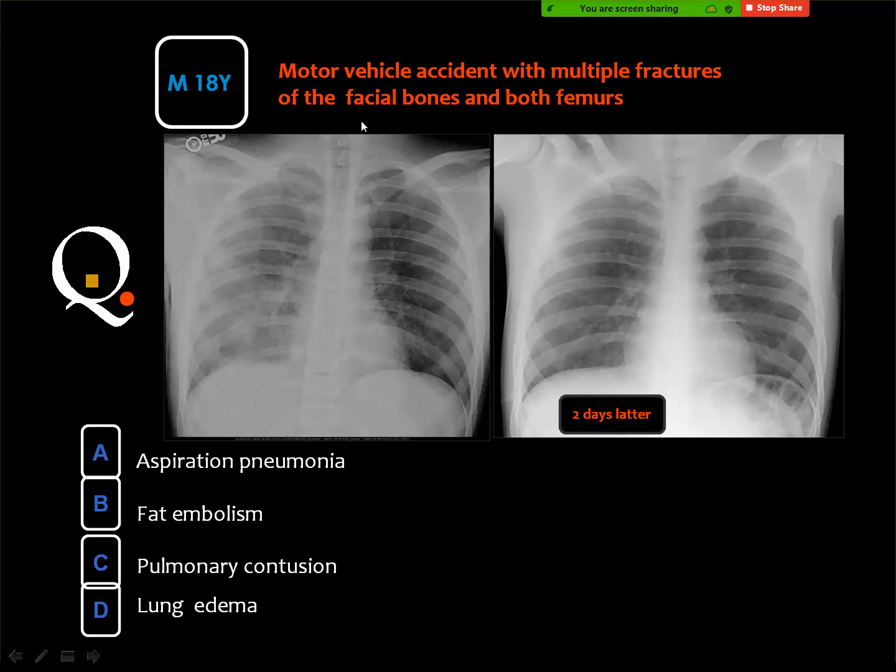Then this is an 18 years old male with a car accident. And this is the chest X-ray, and after 2 days, this is the chest X-ray. Pulmonary contusion, D. Effusion, C. Aspiration pneumonia. No, this is not aspiration pneumonia. It is pulmonary contusion.